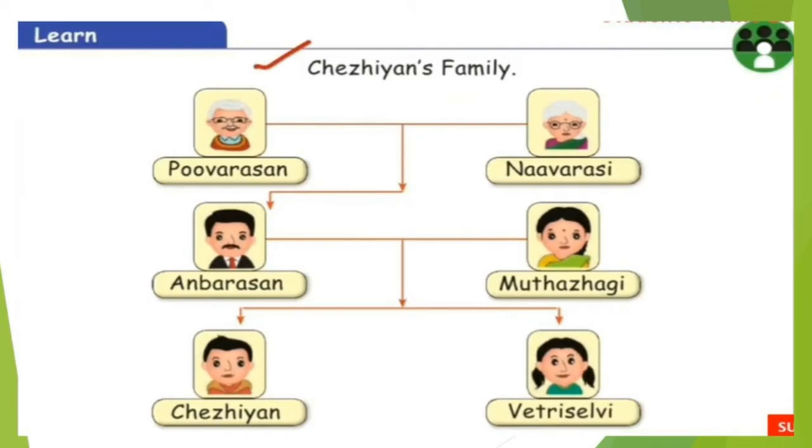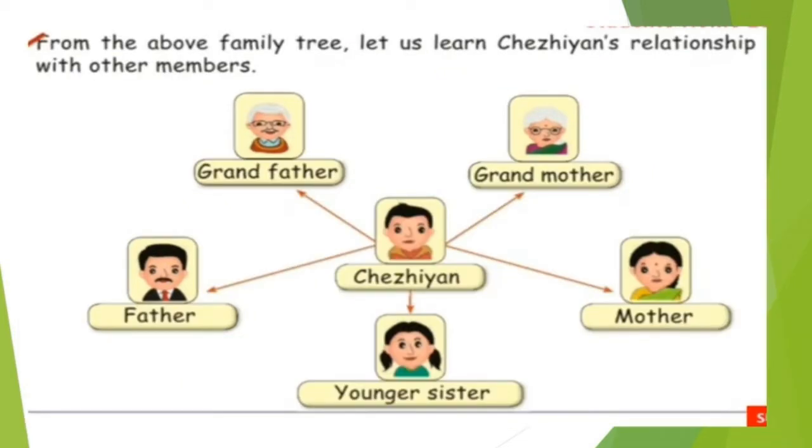Puvarasan and Navarasi had one son. His name is Anbarasan. Anbarasan's wife is Muttaragi. Anbarasan and Muttaragi have 2 children, Cherian and Vetrichelvi. From the above family tree, let us learn Cherian's relationship with the other members. So, Cherian's grandfather is Puvarasan. Cherian's grandmother is Navarasi. His father is Anbarasan. Mother is Muttaragi. And his younger sister's name is Vetrichelvi.